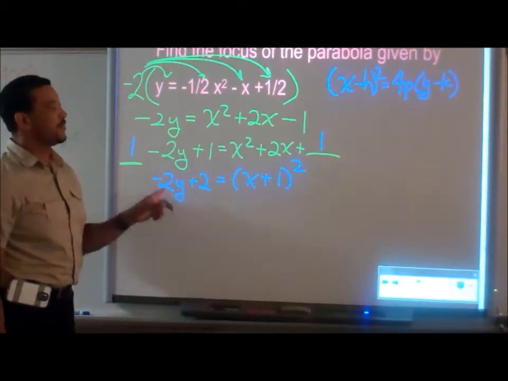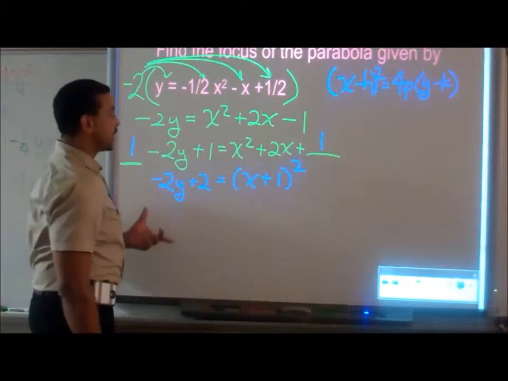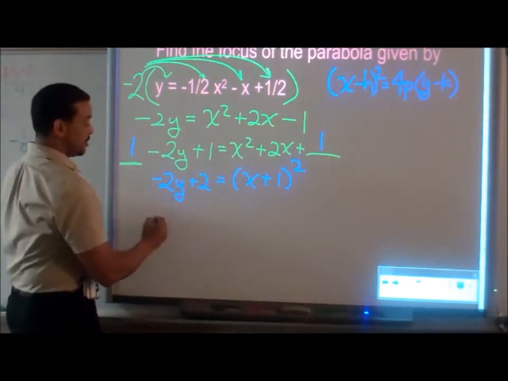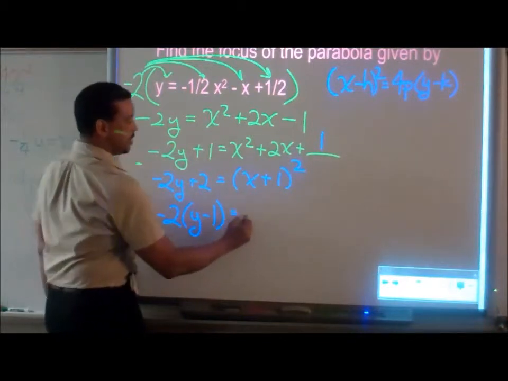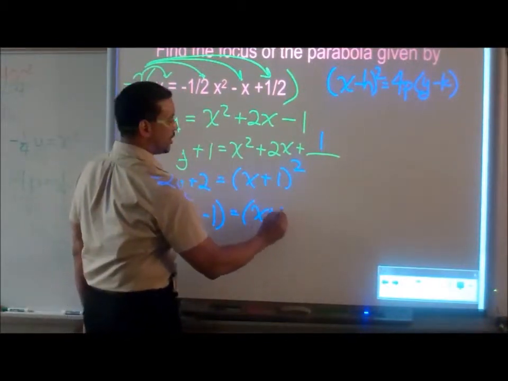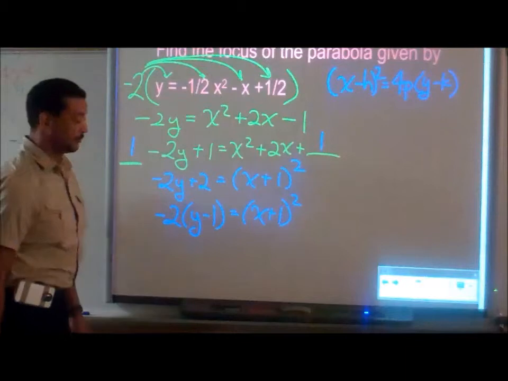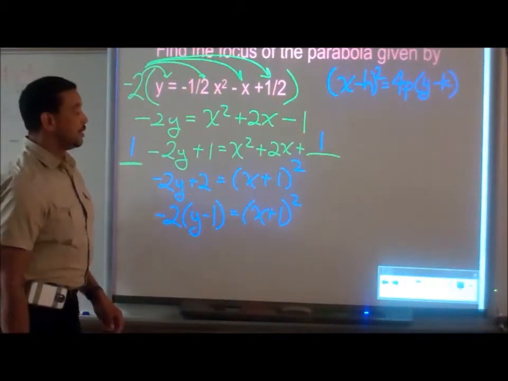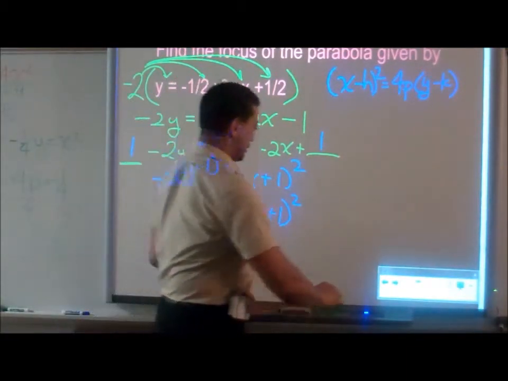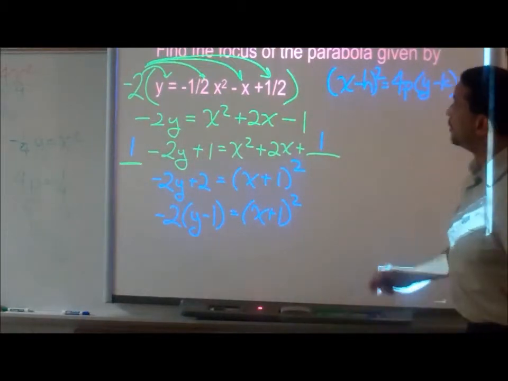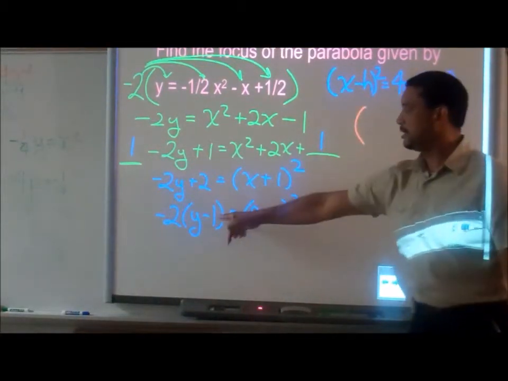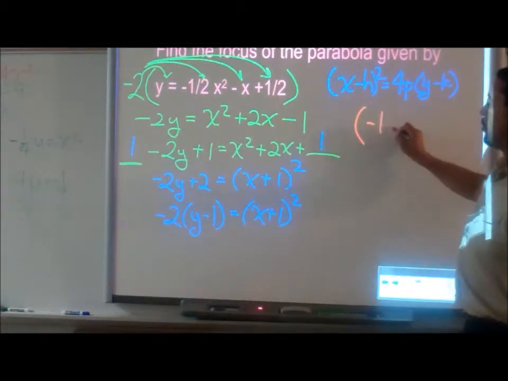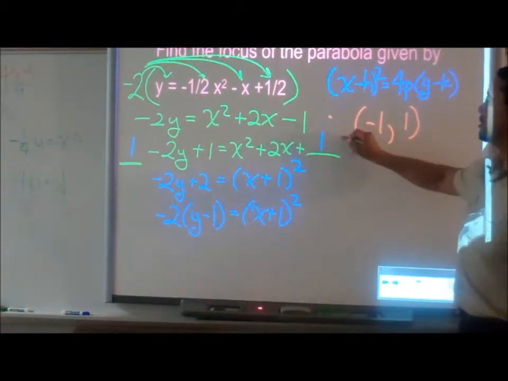So we've got to take care of this. We need y by itself, which means we're going to factor out this -2. So I've got -2 times y minus 1 equals x plus 1 squared. So in here, we know what our vertex is, h and then k. So we've got -1, 1 for our vertex.